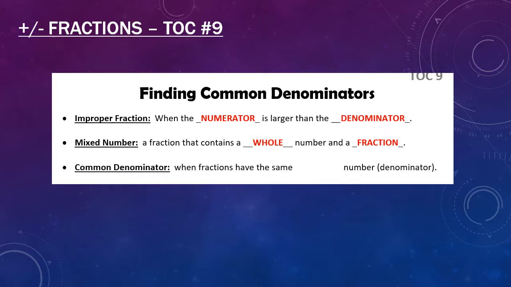And of course, there's the common denominator. When we're adding and subtracting fractions and mixed numbers, we have to have fractions that have the same bottom number, or the same denominator, which is the same number on the bottom.